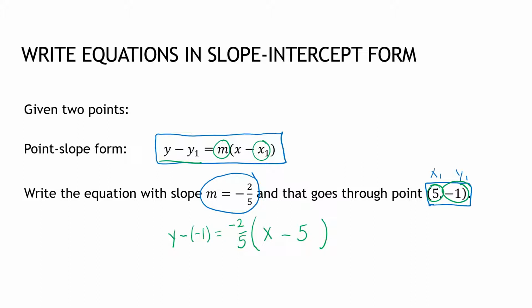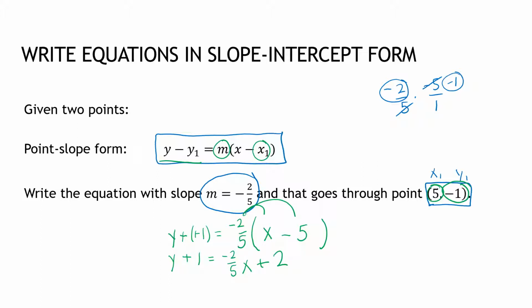So on the left side, I can simplify because I have y minus negative 1, so that's y plus 1. On the right side, I'm going to distribute. Negative 2/5 x, negative 2/5 times negative 5. So again, please don't freak out when you have fractions. This is what I'm dealing with. Negative 2/5 times negative 5 over 1. The 5's are going to cancel, leave me with a negative 1 on top. So we really just have negative 2 times negative 1, which is positive 2. So this is plus 2.